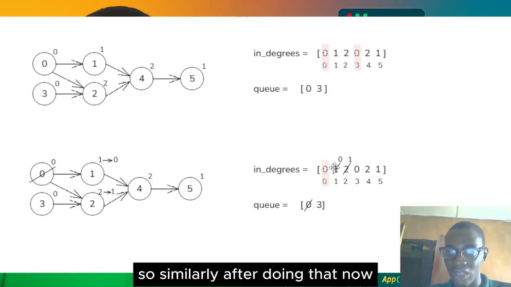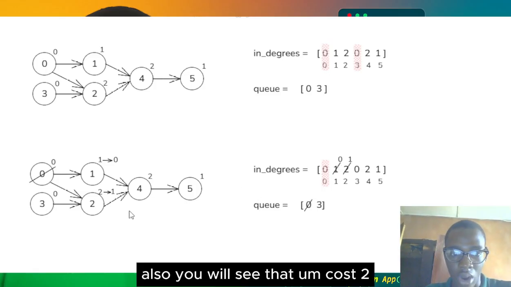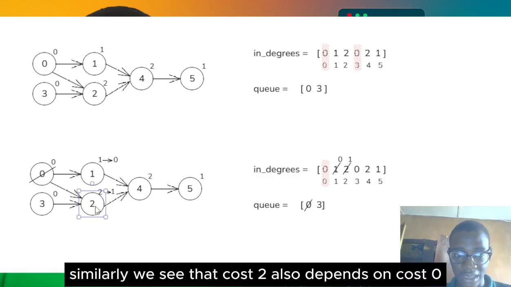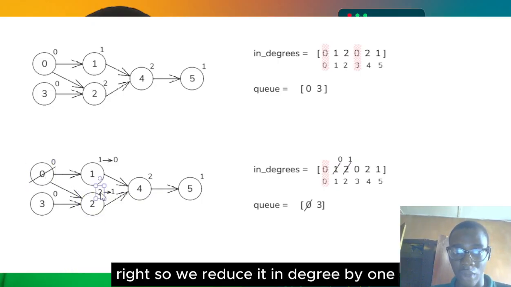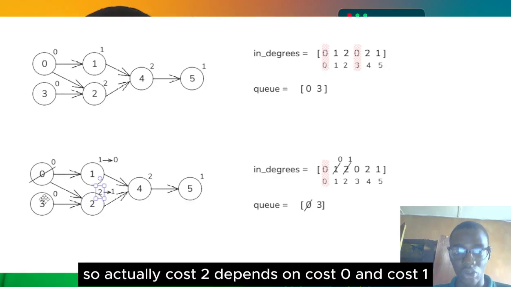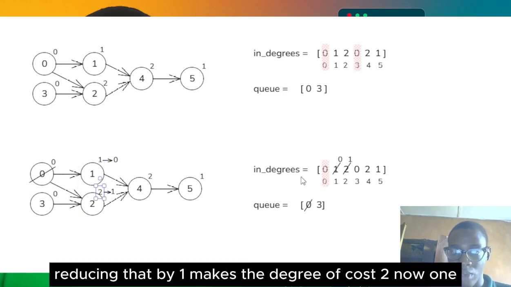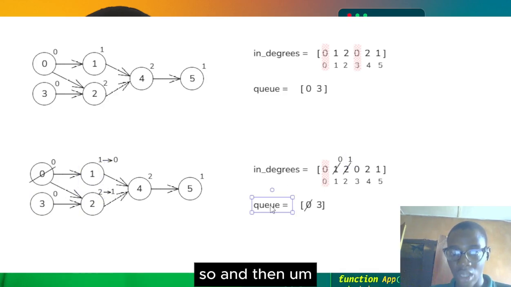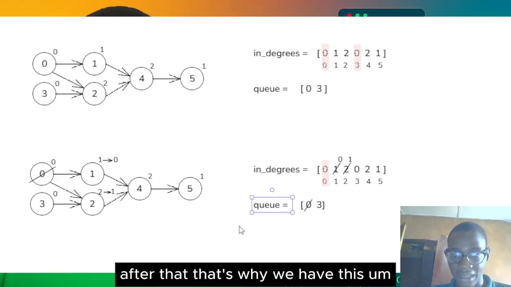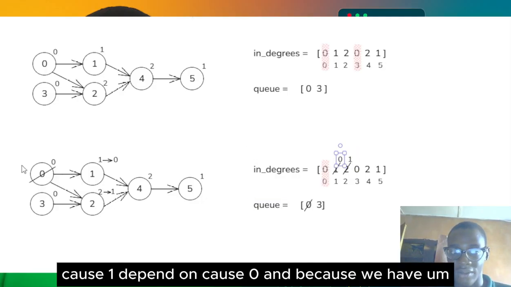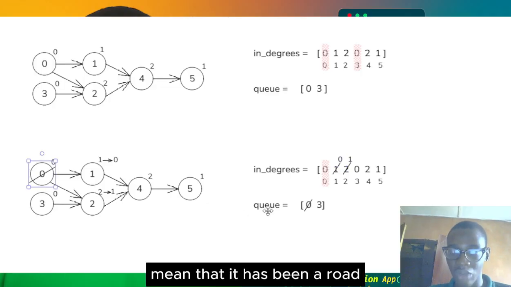Similarly, after doing that, we see that cos2 also depends on cos0. So we reduce its in degree by 1. Actually cos2 depends on cos0 and cos1, so its in degree is 2, and reducing that by 1 makes the in degree of cos2 now 1. That's why we have this new in degree. See that we have updated it to 0 and 1, because cos1 depends on cos0, and because we have removed cos0 from the queue now, it means that it has been enrolled.